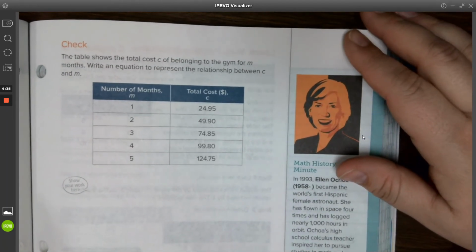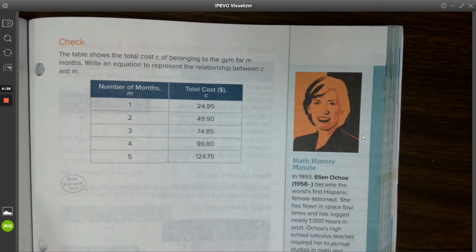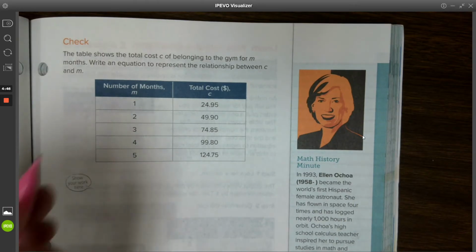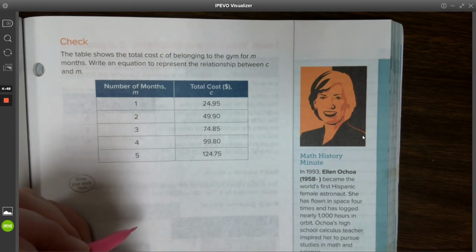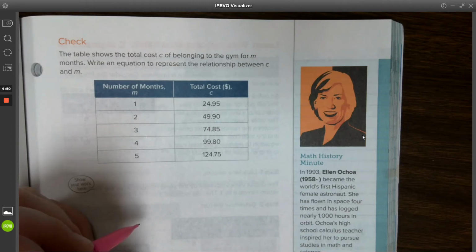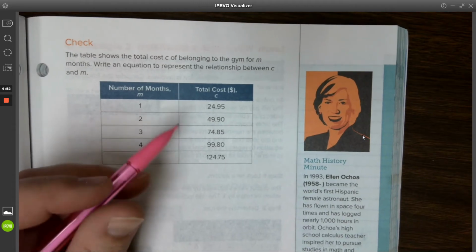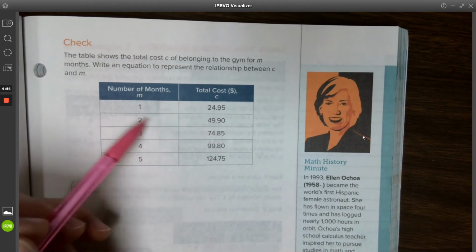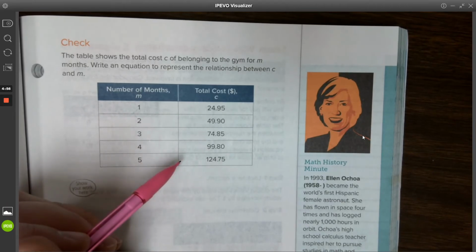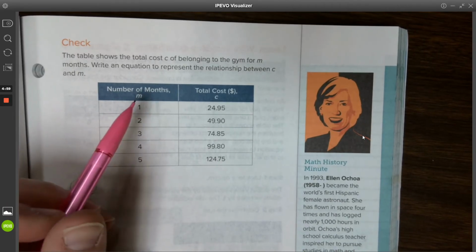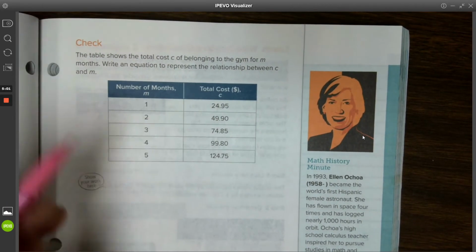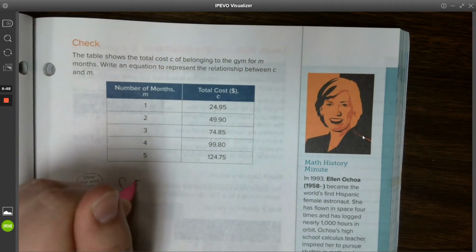The table shows the total cost, C, of belonging to a gym for M months. We write an equation to represent the relationship between C and M. Now, whatever we do here, we want to start with our dependent variable. So is M or C our dependent variable? Remember, dependent is our output. Okay, so we're always going to start with C equals.